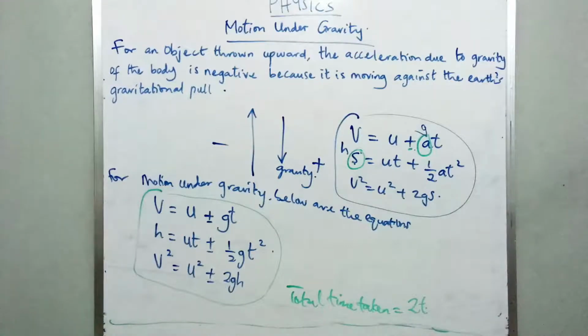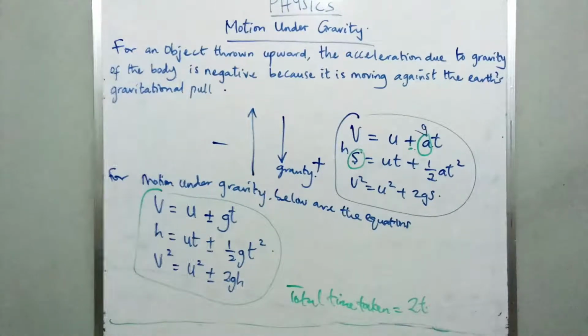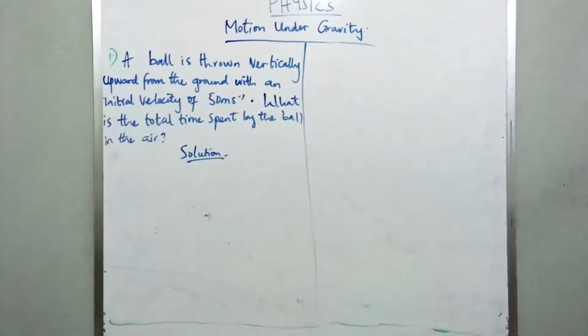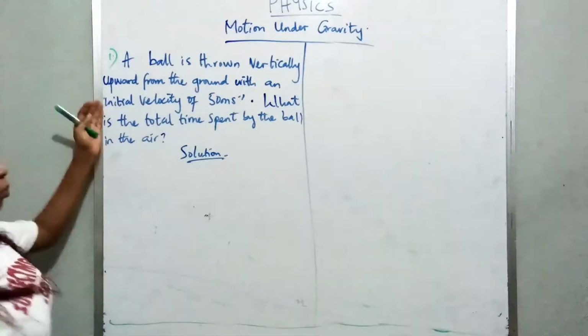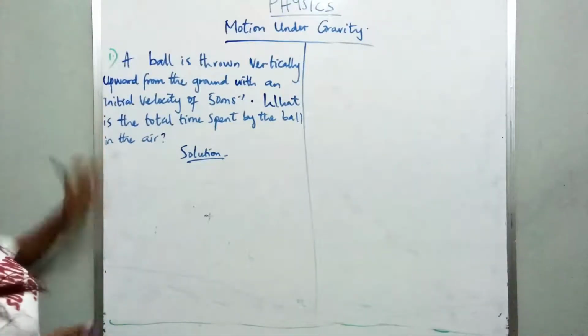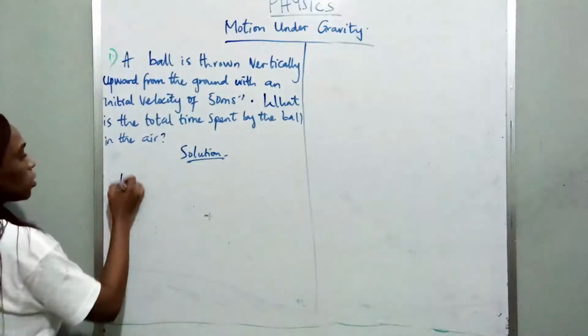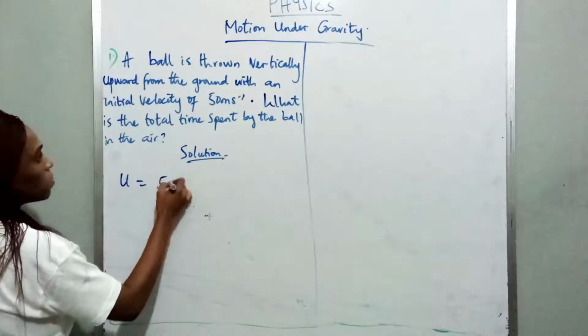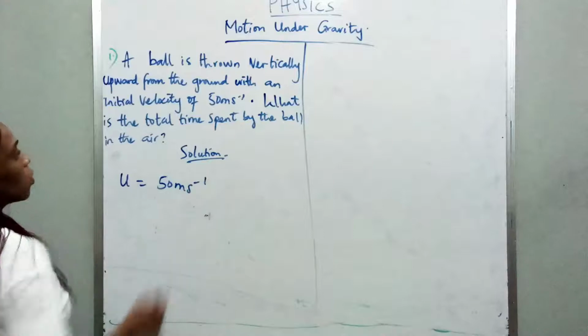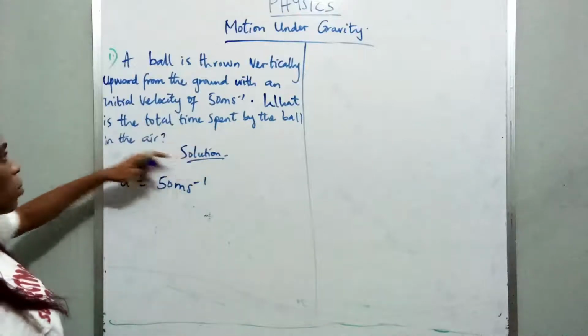Quickly, we'll be looking at a few calculations involving motion under gravity. So quickly, for this example, a body is thrown vertically upwards from the ground with an initial velocity of 50 meters per second. What is the total time spent by the ball?